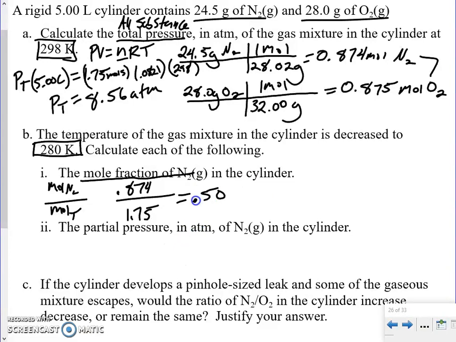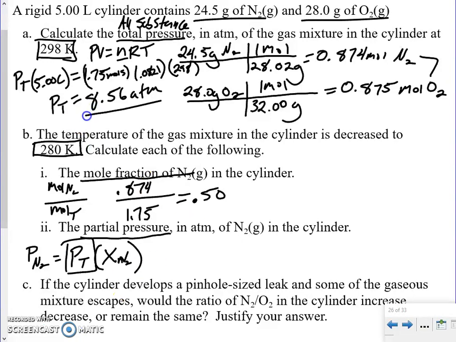From there, we're going to calculate the partial pressure. Remember our partial pressure equation: the partial pressure of nitrogen is going to equal the total pressure times our mole fraction, which we'll call xN2 for right now, just because it matches what is on our formula sheet. Well, here's the problem. Total pressure is no longer 8.56. It has changed because our temperature has changed.